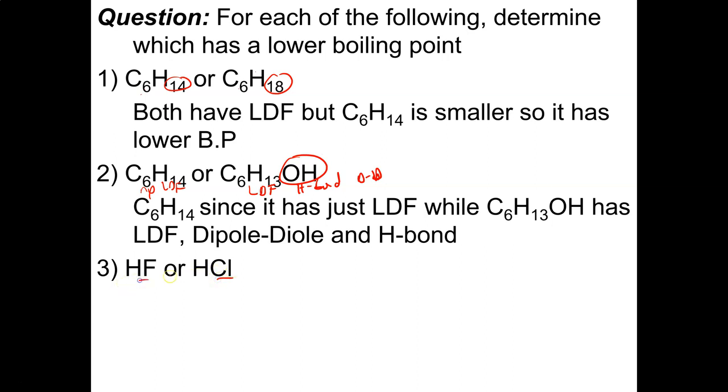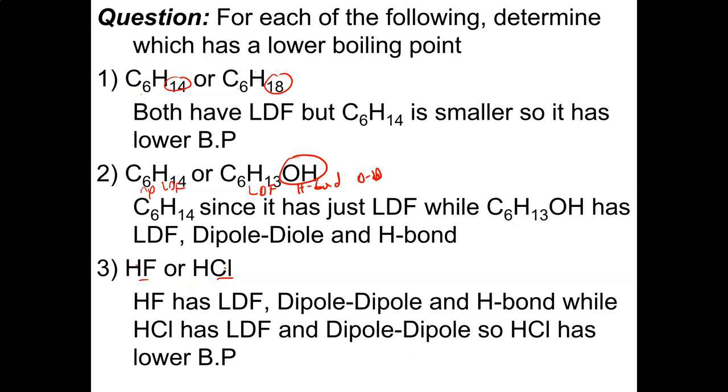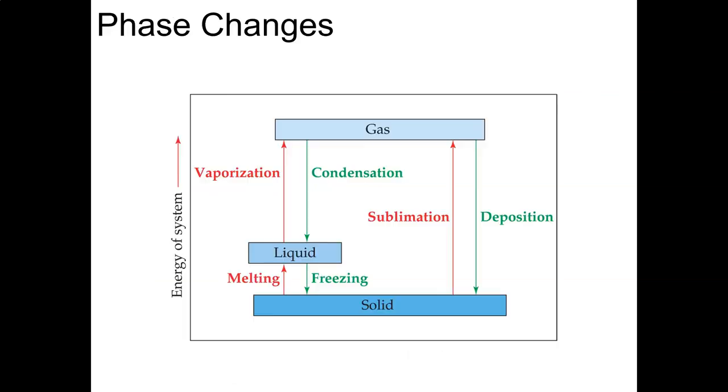For this one, they look identical, right? The only difference is Cl and F. But F is a fun molecule. This is hydrogen bonding. This is not. So HCl is going to have a lower boiling point.